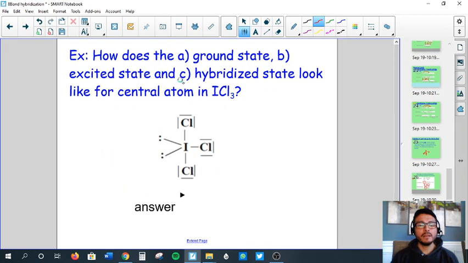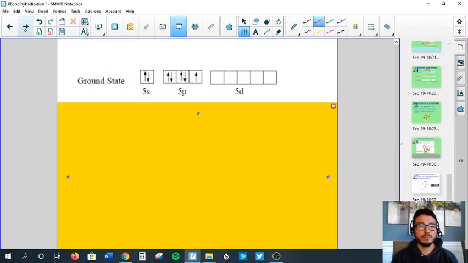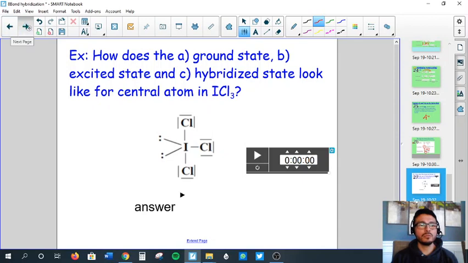Okay, so how do the ground state, excited state, and hybridized state look for ICl3? Now, normally I'd give you some time to answer this. Pause the video so you can give it a shot. I've given this to you already. We'll answer next. Okay, so this is iodine. Let's look back at what iodine should look like. We need 2 lone pairs and 1, 2, 3 ligands.